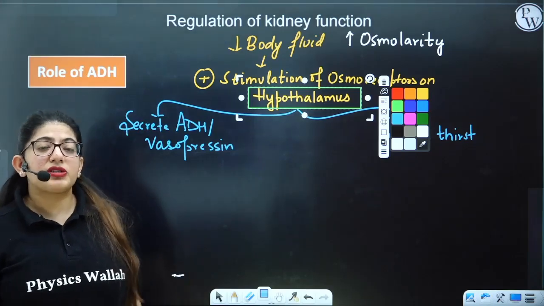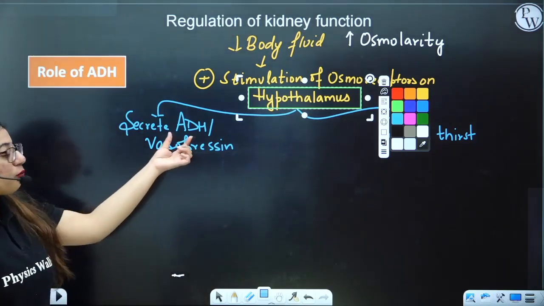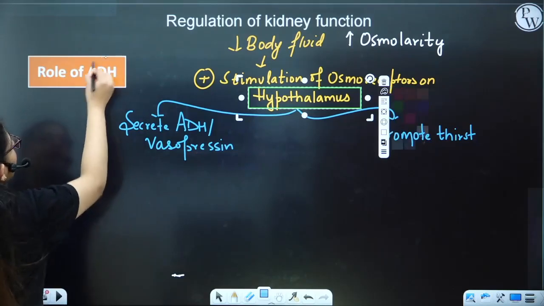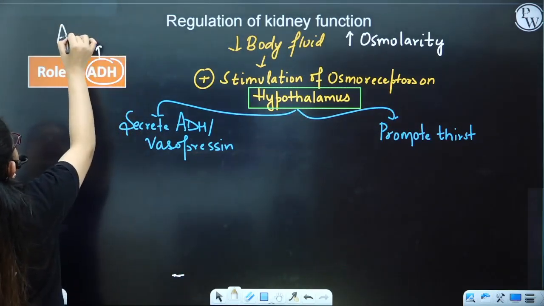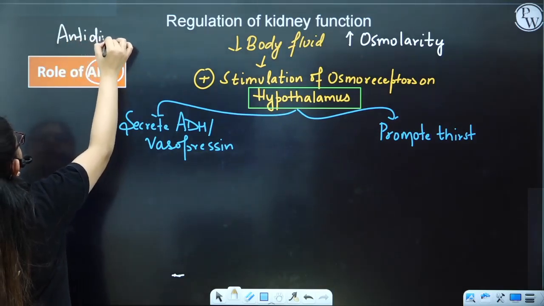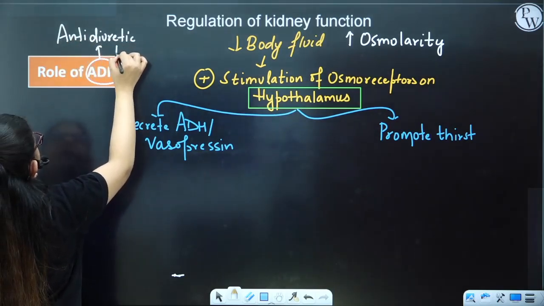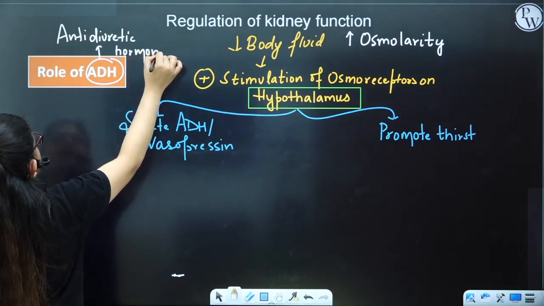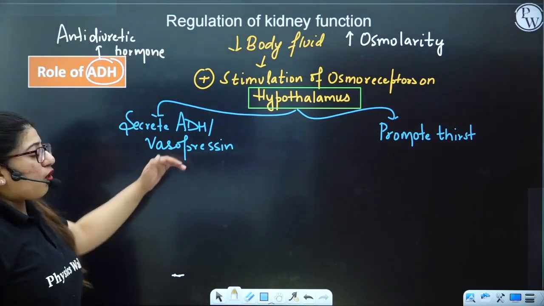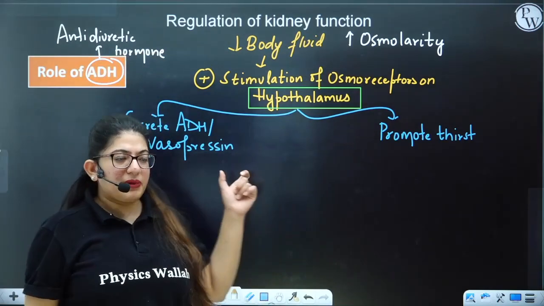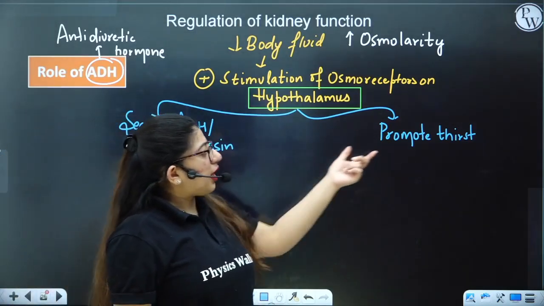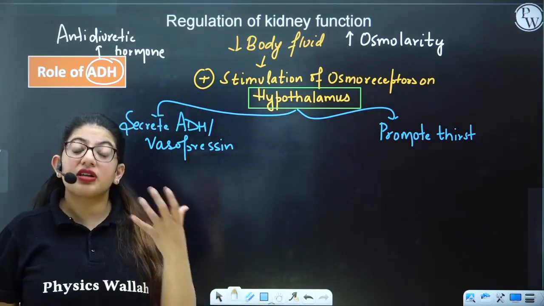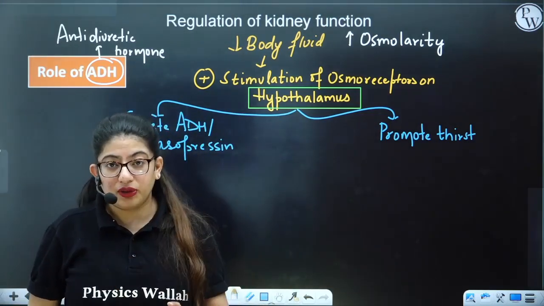Now this hypothalamus will do two things. First, it will produce a hormone known as ADH. What is the full form of ADH? The full form of ADH is antidiuretic hormone, because it prevents diuresis. Also known as vasopressin, the hypothalamus will secrete this hormone and cause its release. Second, the hypothalamus will also promote thirst, because the thirst and hunger centers are in the hypothalamus.